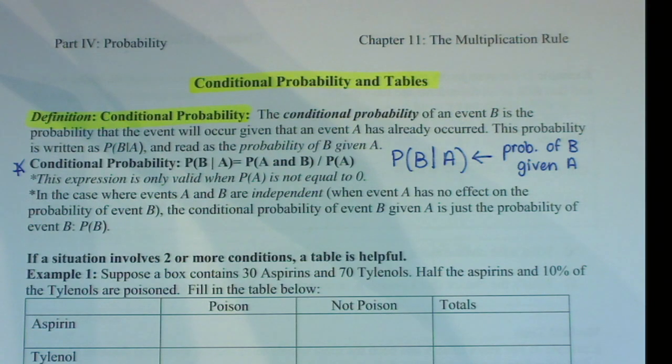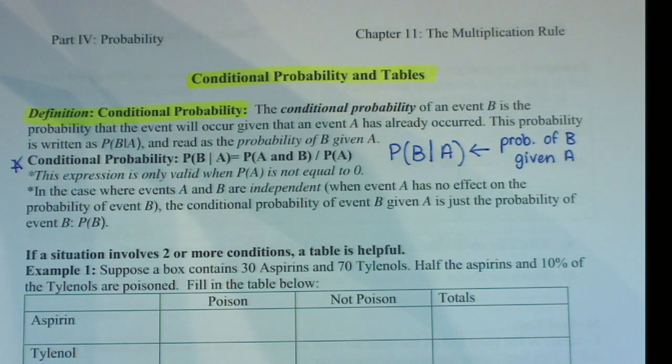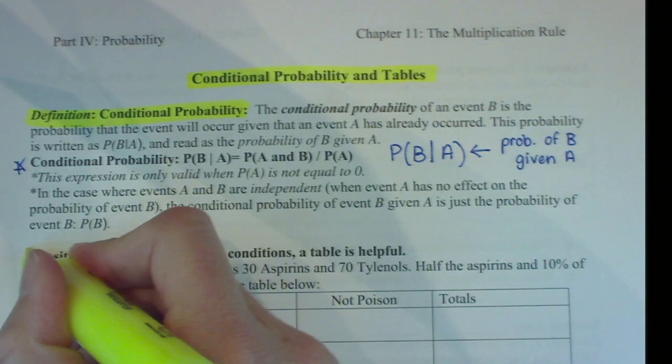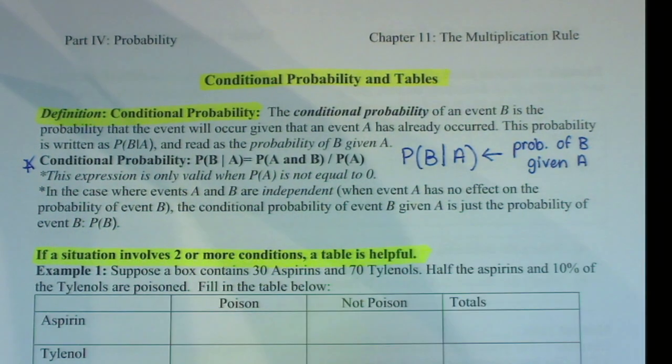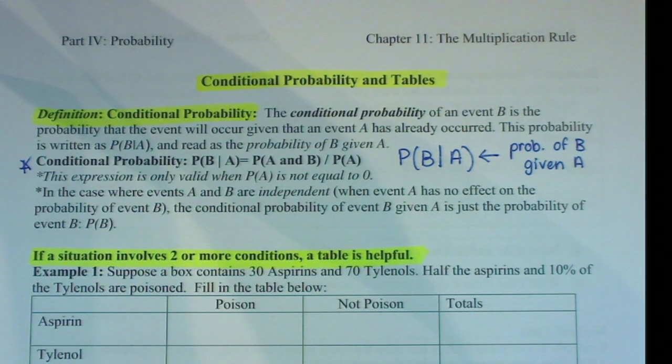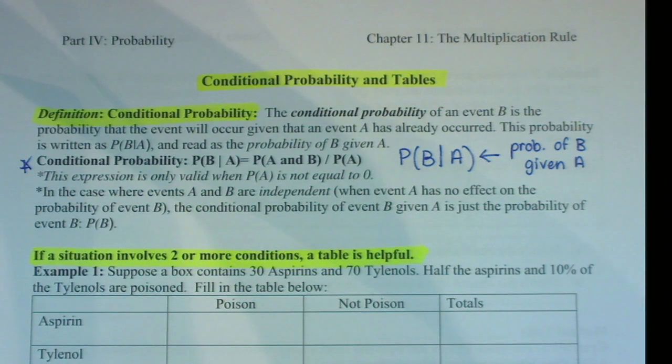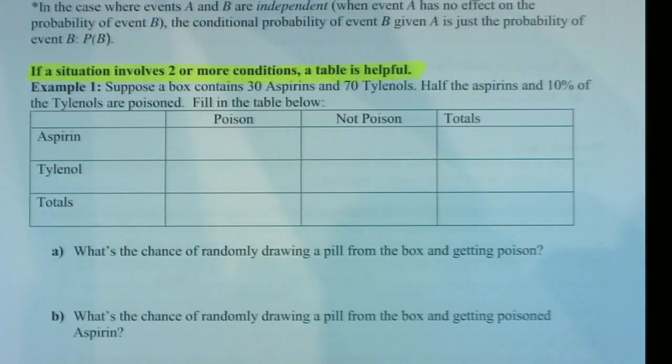But I'm definitely a visual person, so I like looking at tables. It says if a situation involves 2 or more conditions, a table can be really helpful. And students usually like this too. So the first example, it says, suppose a box contains 30 aspirin and 70 Tylenols. Half the aspirin and 10% of the Tylenols are poisoned. Fill in the table below.